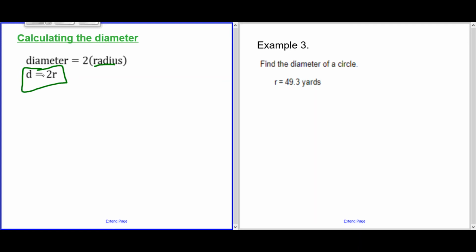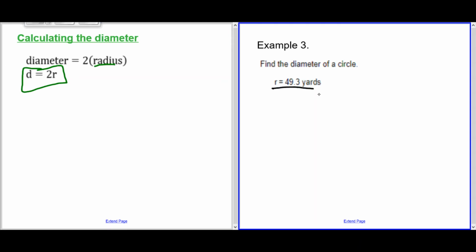So let's look at an example, example 3. Find the diameter of a circle. Now we don't have a picture of the circle, but we do know the radius is 49.3 yards. So maybe this is my circle, and from the center to the edge is 49.3 yards. So this is a radius. Remember, the radius goes from the center of a circle to the edge.